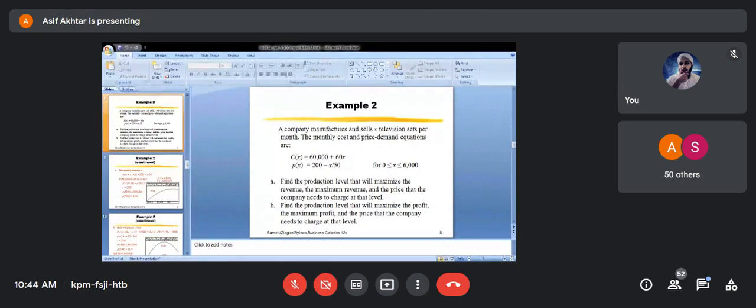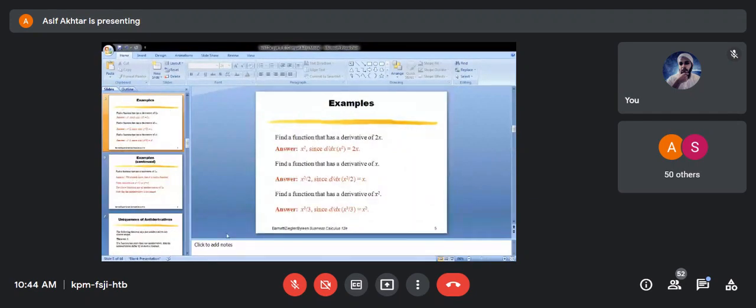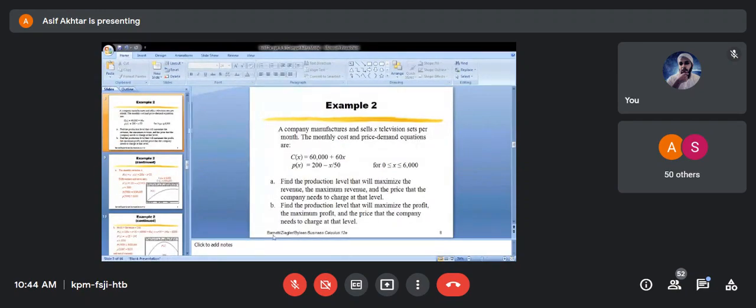Yes. So if you refer to this question once again, here it is given. The A part is: what is the level of production that will maximize the revenue? We have the answer, x is equal to 5000. What is the maximum revenue? The maximum revenue is also given.